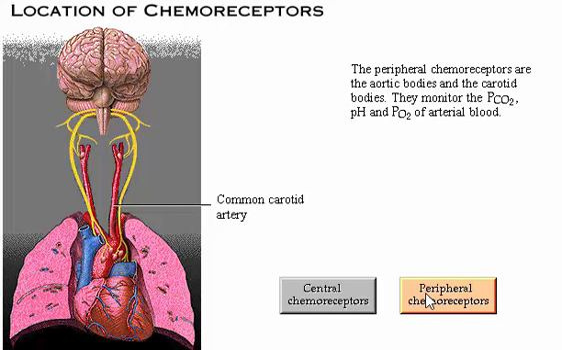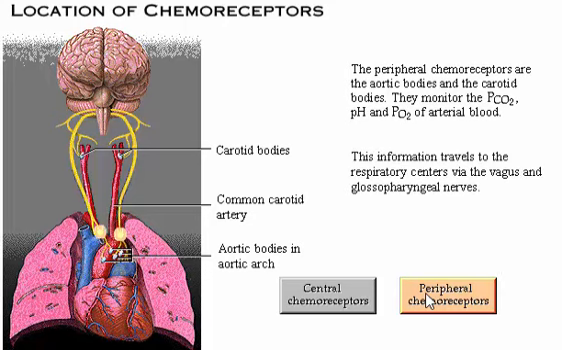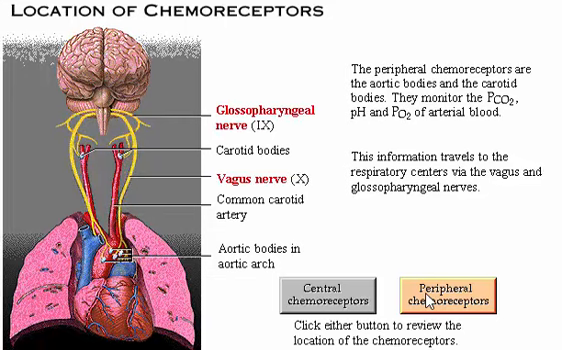The peripheral chemoreceptors are found in two locations: the aortic bodies within the aortic arch, and the carotid bodies at the bifurcation of the common carotid arteries. The peripheral chemoreceptors monitor the PCO2, pH, and PO2 of arterial blood. This information travels to the respiratory centers via the vagus and glossopharyngeal nerves. Click either button to review the location of the chemoreceptors.